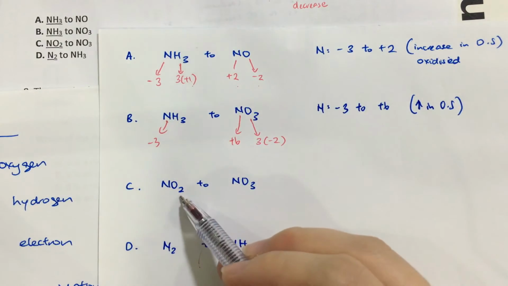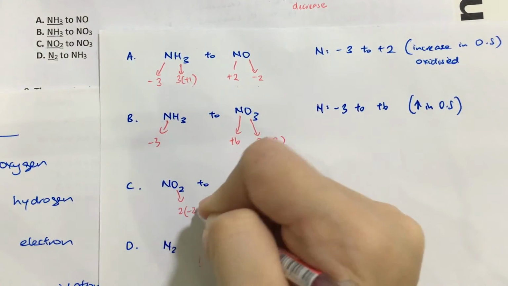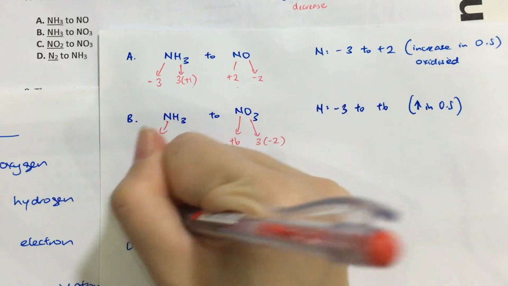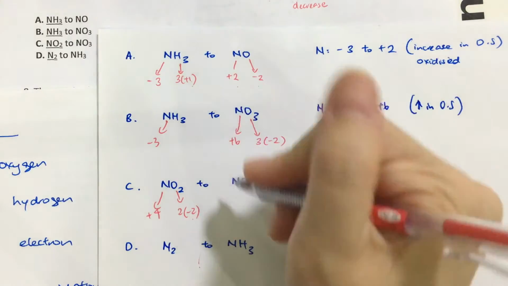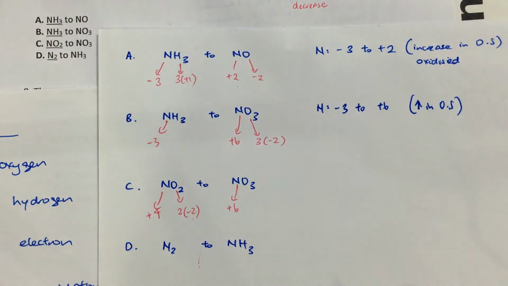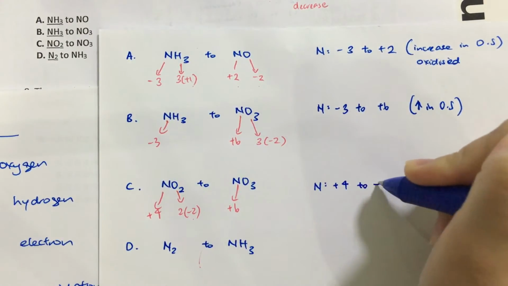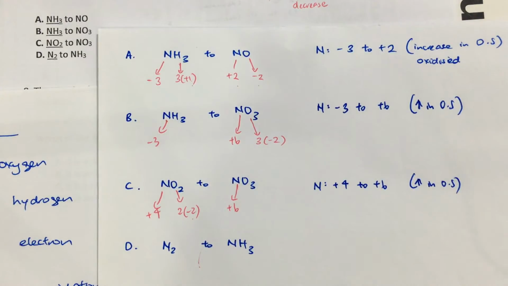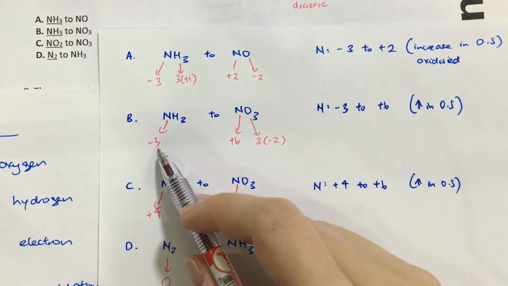So NO2, this we haven't done before, so we have to do it. 2 of oxygen, which is -2. So 2 times -2 will give me -4. So this has to be +4 to give me a total of 0. NO3 we did earlier, so no need to repeat. So this is +6. So what happened here is nitrogen went from +4 to +6. Again, it is an increase in OS, not what we want. Now we look at the last one, nitrogen, N2. It's a free element, so this will be an oxidation state of 0. Ammonia we did before, which is -3 for nitrogen.